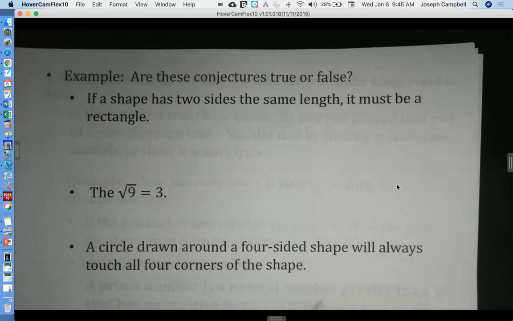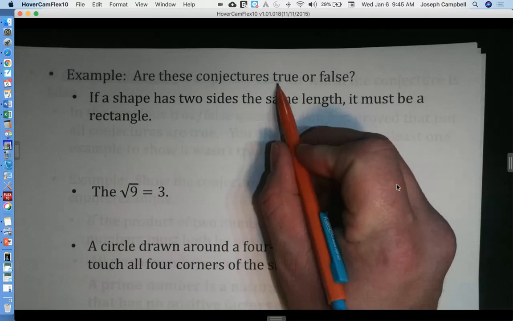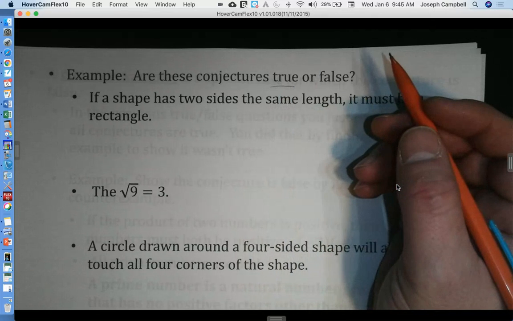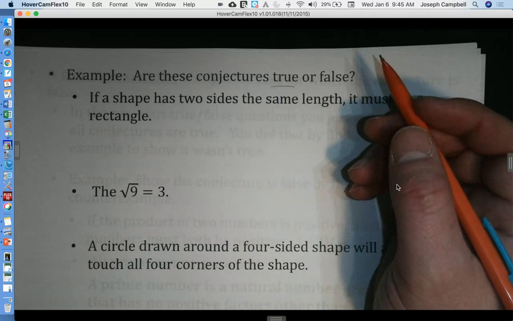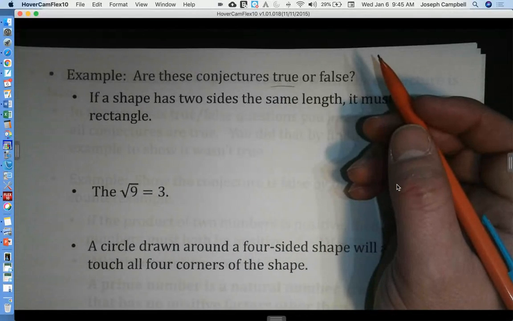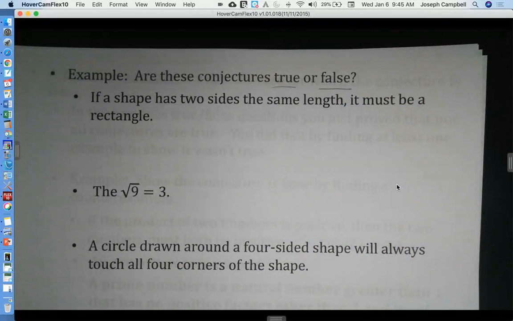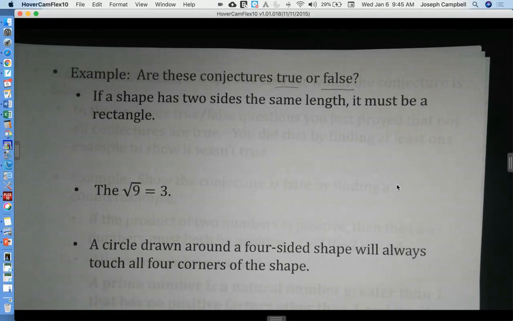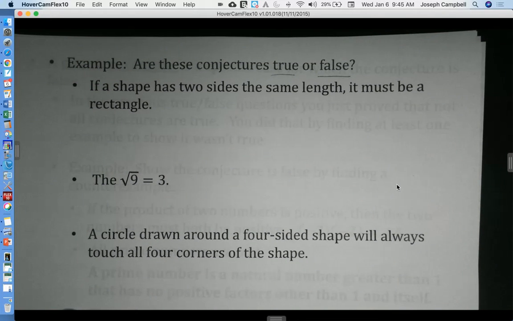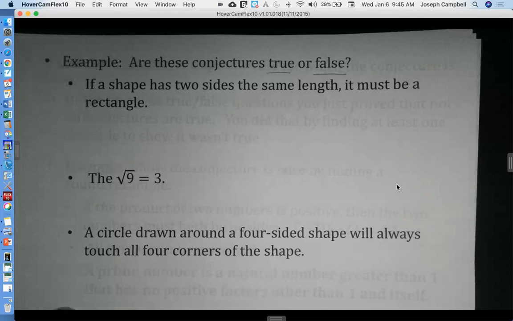So conjectures can be true or false. They can be true if I observe them to be true in every single case, which of course would sometimes take a lifetime. And then it's false if I could just find one example where it's not true. If you can show it's not true every time, then it's not true, period.